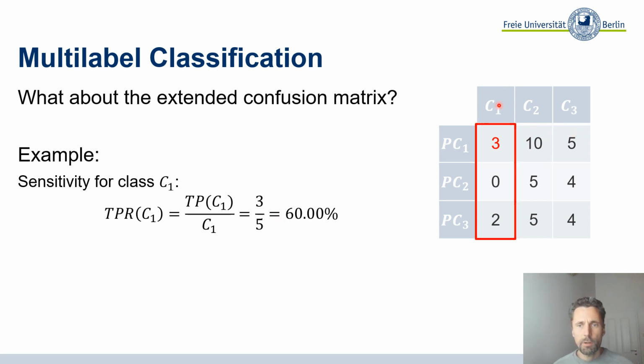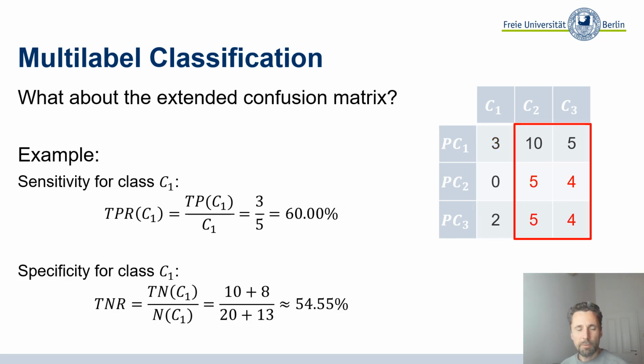Let's do this for class 1 real quick. We look at the true positives, so these are 3, and divide this by the number of samples within class 1. We said 5, so the sensitivity of our algorithm here is 3/5, so 60%.